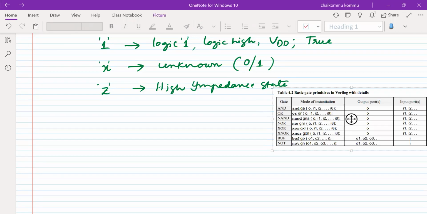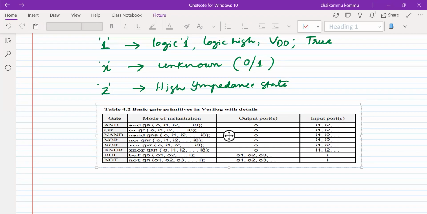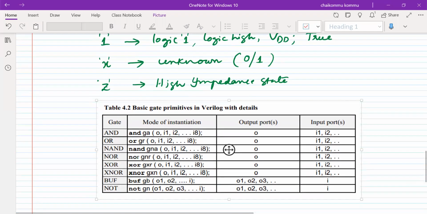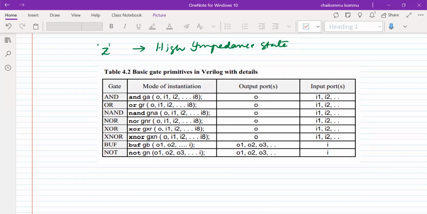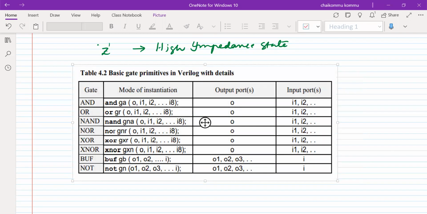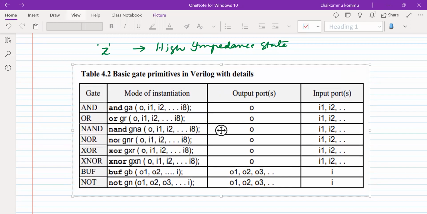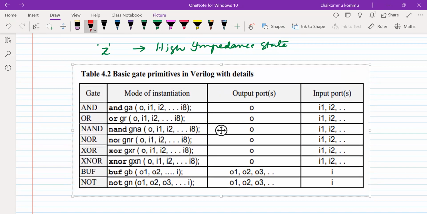Okay, so this is the notation of the digital gates related to input-output behavior: how many inputs we can take, how many outputs we can take. All these things will be available in this gate details. You can observe very clearly the AND gate.